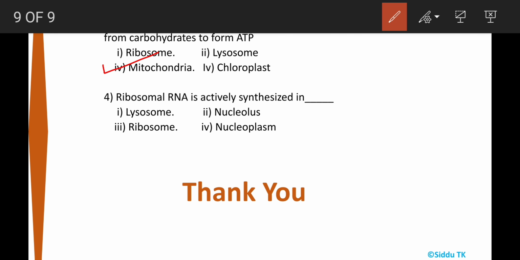Third question. Which organelle produces energy from carbohydrates in the form of ATP? Answer is mitochondria. Mitochondria produces adenosine triphosphate by breaking down carbohydrates. Next question. Ribosomal RNA is synthesized in which organelle? In the nucleolus, ribosomal RNA is synthesized.